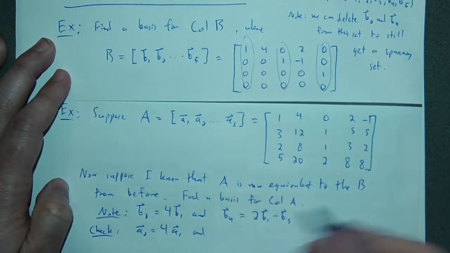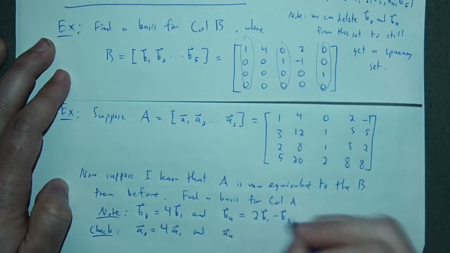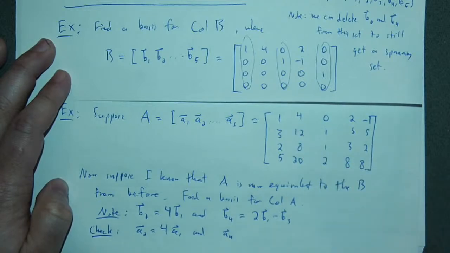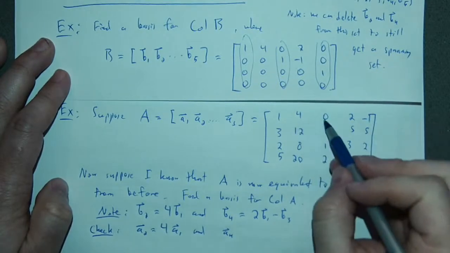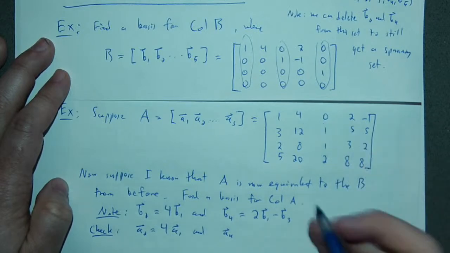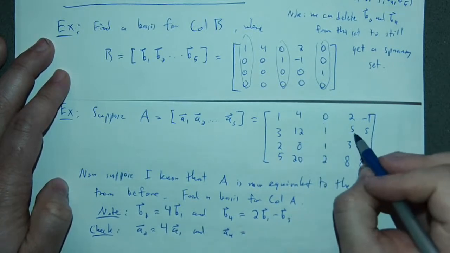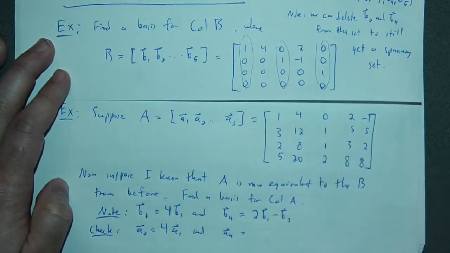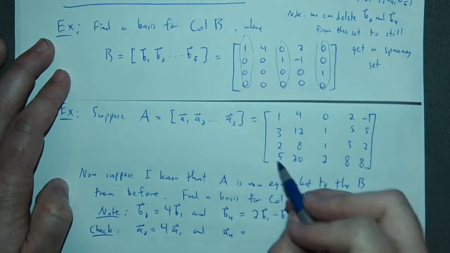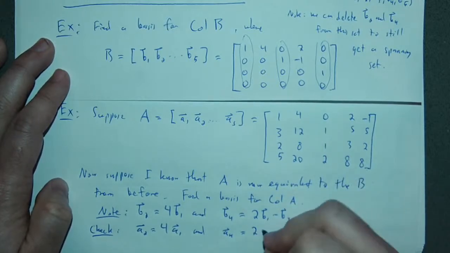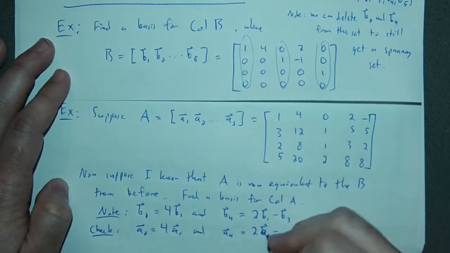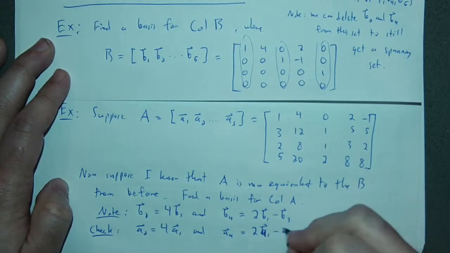And what about the fourth column? So what is A sub 4 here? Is it 2 times 1 minus 0, that's 2, okay. Is this 2 times 3 minus 1, that's 6 minus 1, that's 5, yep. 4 minus 1 is 3, yep. 10 minus 2 is 8, yep. So it's 2 times A1 minus A3.